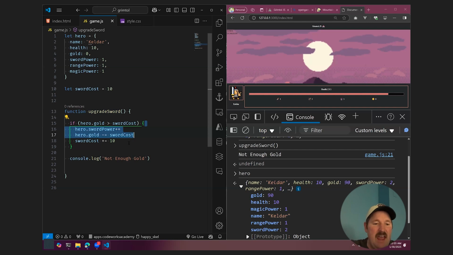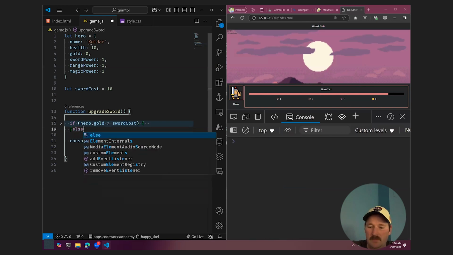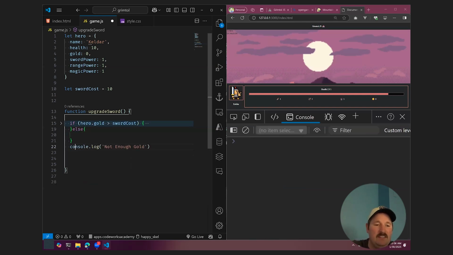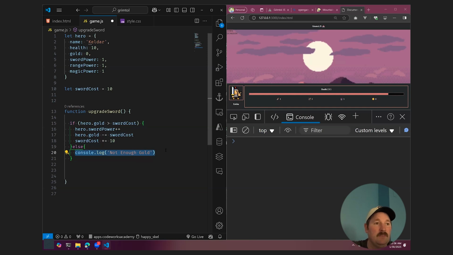Because the computer says, I will only do this if this is true, but I will do the thing that comes below the if. I will do this no matter what. Which now all of a sudden you're like, but it's not what I want. There's 2 ways of solving this problem. One is I can say if else, and I can put the console log inside of the else. So it's like, if you have enough gold, you're going to do this. Otherwise, you're going to do this.